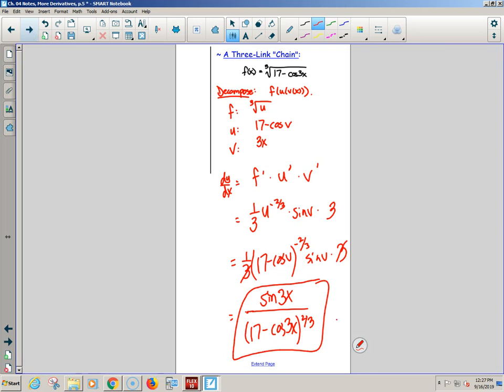Now, could you have gotten that on your own? I hope so. Would you have seen this and peeled off 1/3 to the negative 2/3 power and then times u prime, and u prime would have been a positive sine of 3x times 3? Yeah, theoretically. But this is a way of breaking it down and separating it. So all we have to do, if they can do the decomposition of functions, is just boom, boom, boom, put it together and plug back in.